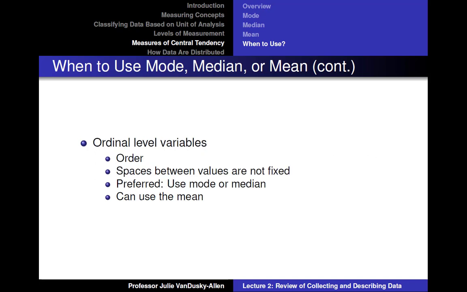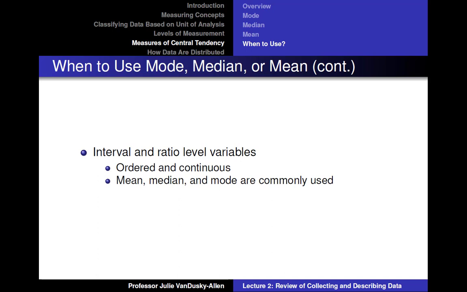With an ordinal level variable, the values of the variable have order, but the spaces between the values are not fixed. We can use the mode for an ordinal level variable because the mode simply tells us the most common value in the data. We can also use the median because we can order the data from smallest to largest and find the middlemost value. We can also use the mean, but it is debatable whether it makes sense to use the mean for an ordinal level variable. The mean assumes that the spaces between the values of a variable are fixed, which is not always the case with an ordinal level variable. Nevertheless, social scientists often use the mean to describe an ordinal level variable.